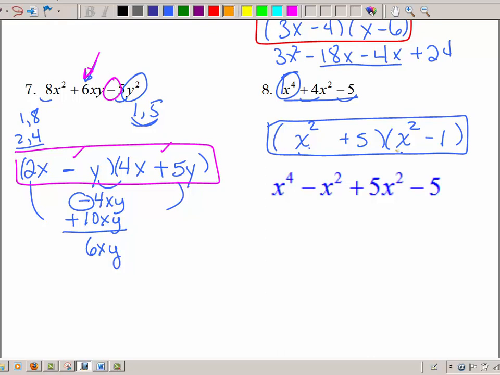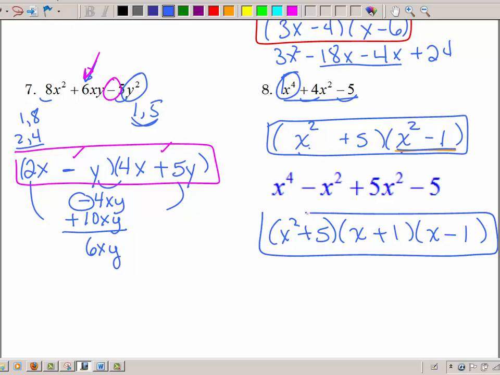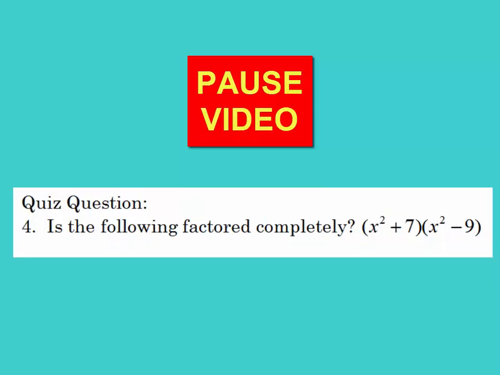And that's because right here is the difference of two squares. So I'm going to keep my x squared plus 5, but I'm going to continue factoring x squared minus 1. And remember, the squares, one is positive, one is negative, and now you're done. So sometimes even with trinomials, you need to make sure that you're as far as you can go.